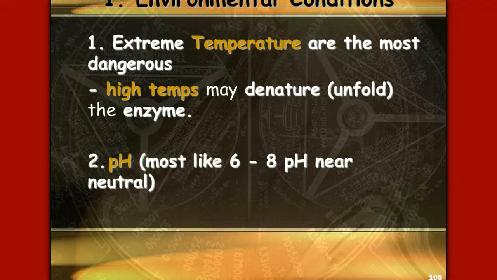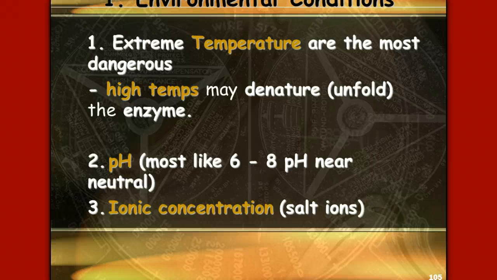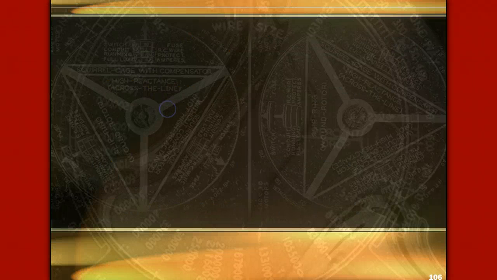pH is another environmental factor. Most enzymes prefer a fairly neutral pH, close to a pH of 7, so anywhere from 6 to 8 is pretty safe for them, but outside of that range, not so good. They begin to break down. Then there's ionic concentration. If there is a really high salt concentration, there's not very much water present, and that can also affect the activity of an enzyme.